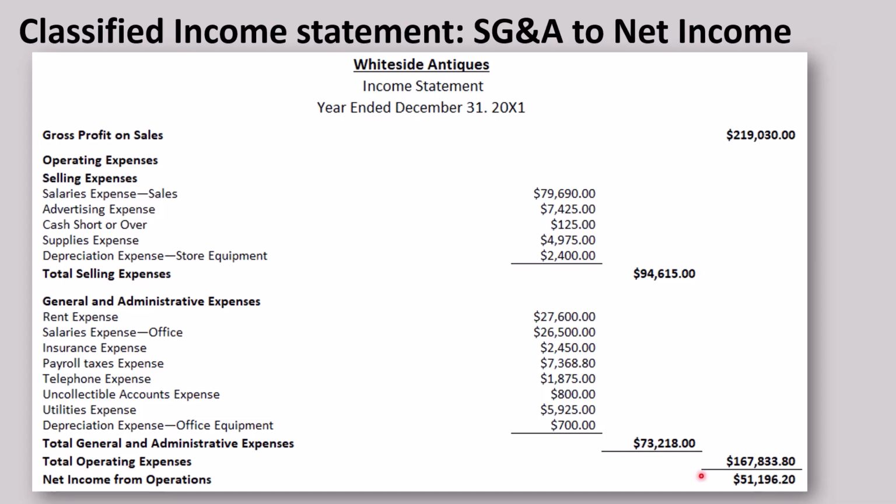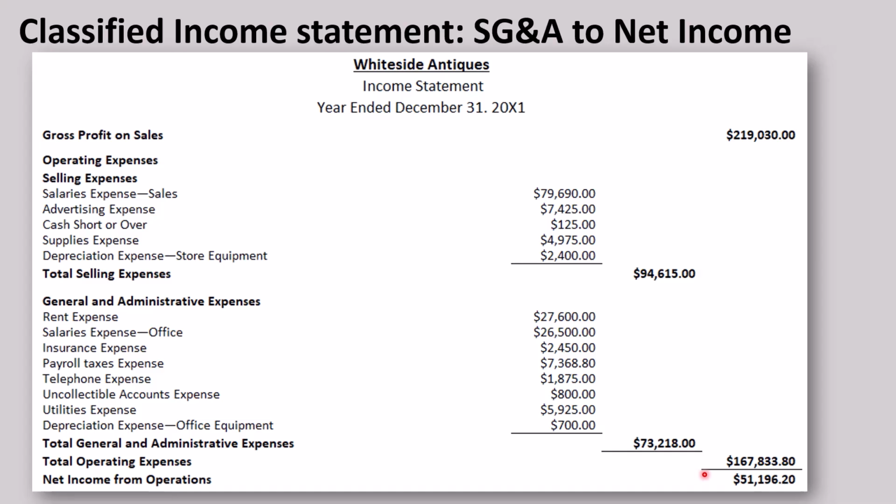Net income from operations reflects the profit from normal or core business activities after subtracting the SG&A from the gross profit. Investors will want to know whether core functions are profitable and as a percentage, how much is left from all sales dollars once all expenses are paid. For this business, we calculate that net income from operations is 9.3% of revenue.